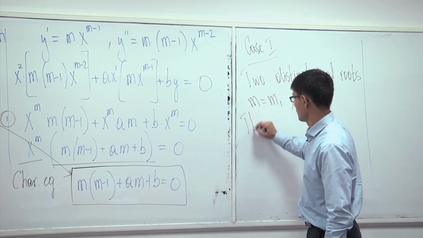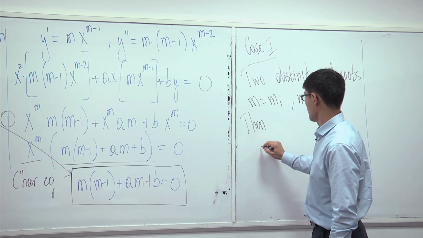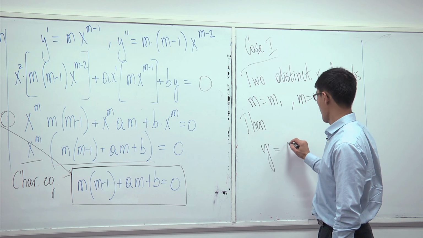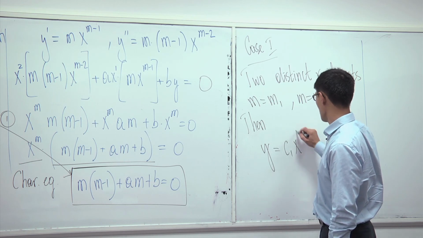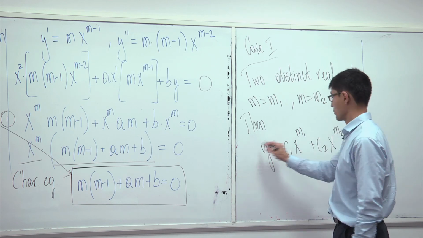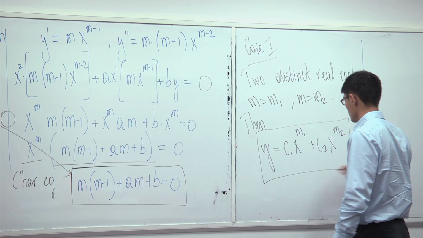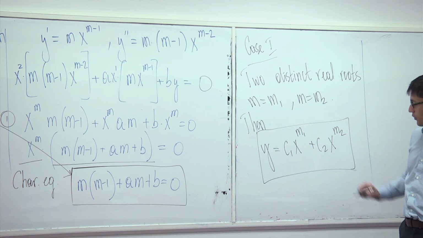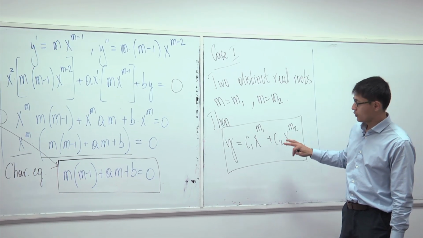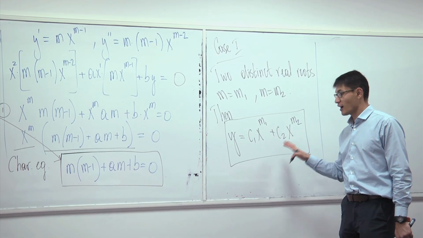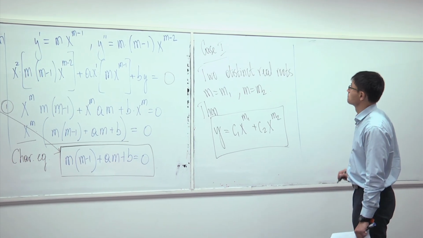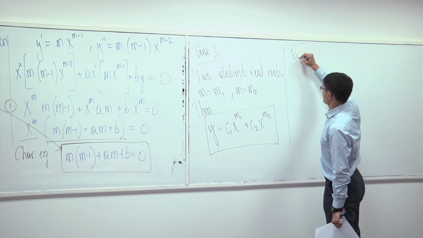Then in this case, the solution of the differential equation will be c1 x to the power m1 plus c2 x to the power m2. So if you remember, this is very similar to what we did with second order differential equations with constant coefficients. We had 3 cases, and for each case we had a special solution. All right, now let's look at an example.